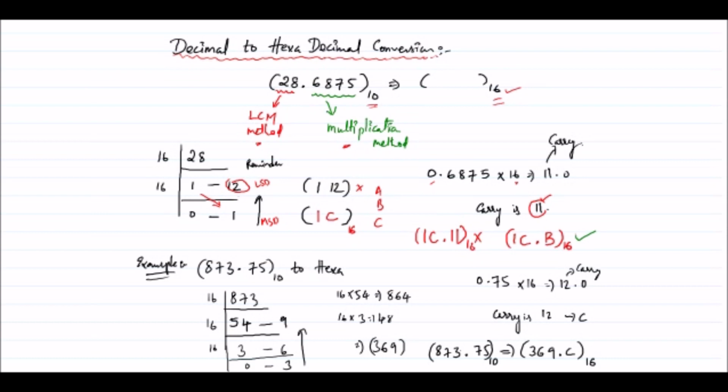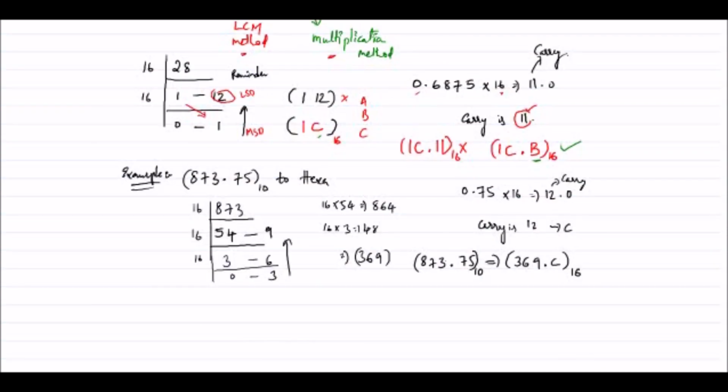We need to write hexadecimal equivalent values. Here instead of 12 we have written C, and in the carry we got 11, and we are writing this 11 value as B. So the answer is 1C point B base 16. We write base 16 as it represents the hexadecimal value.